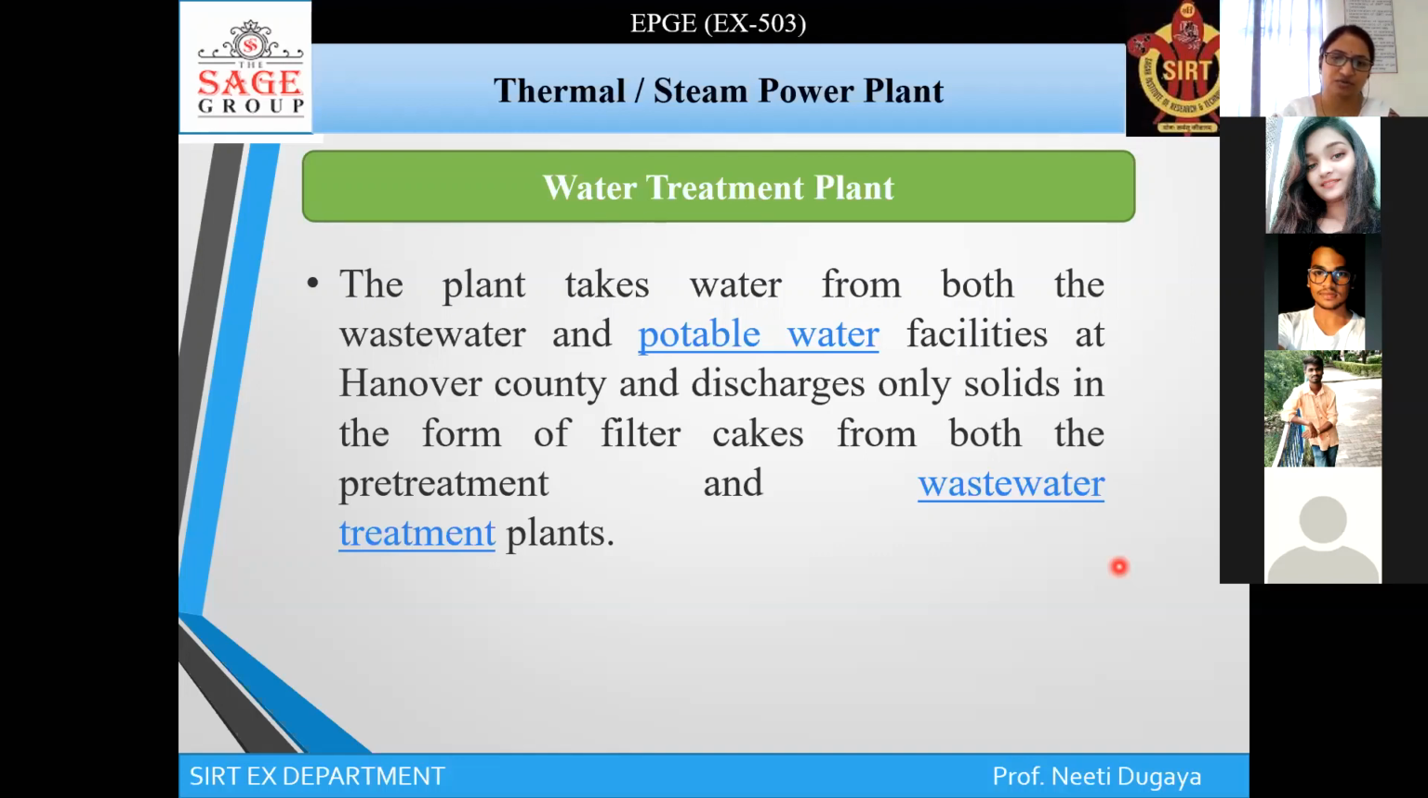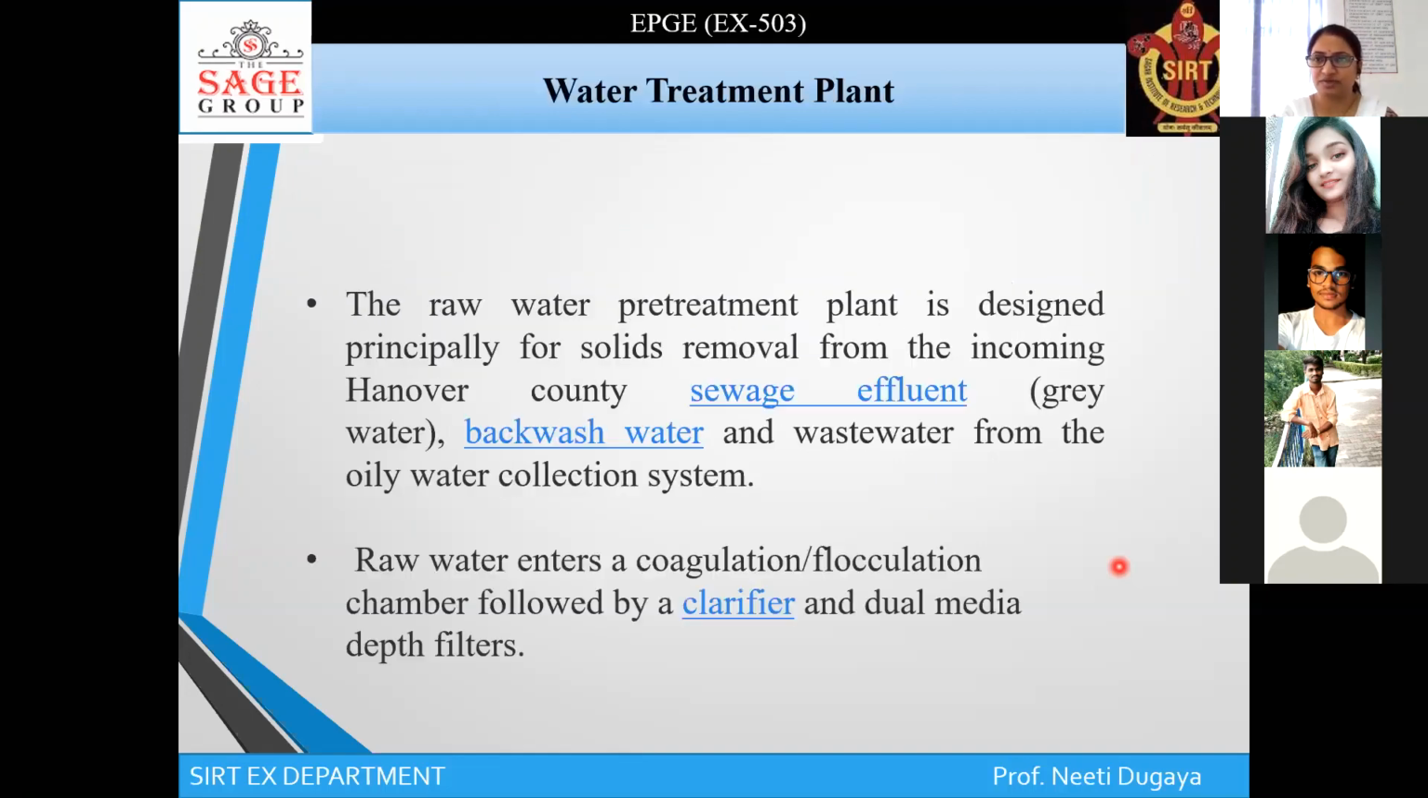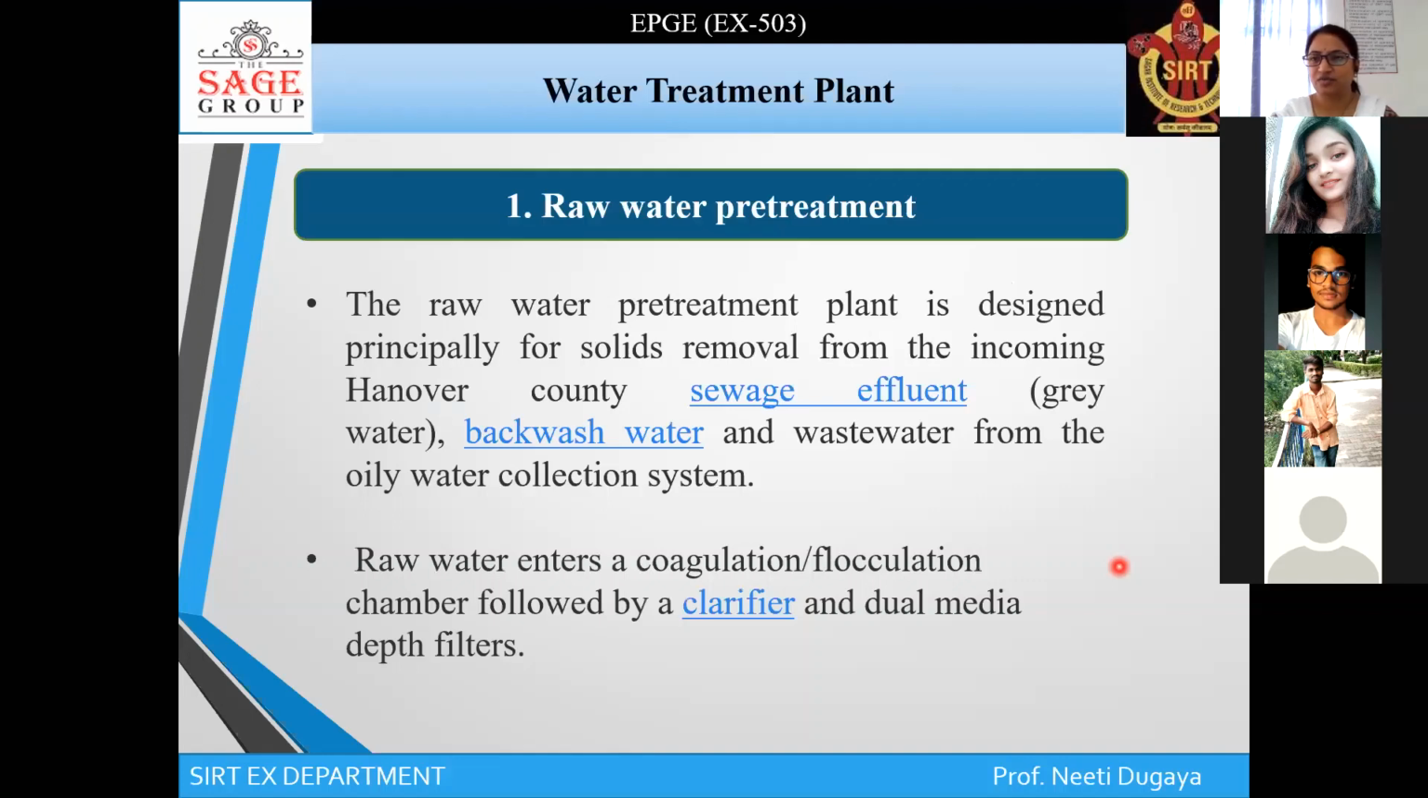Filtered-out solid in the form of cake is coming out from both the pre-treatment and the wastewater treatment plant. And the number one unit, we are now discussing one by one. Number one is the raw water treatment plant, which is designed principally for solid waste removal from the incoming water from Hanover County.